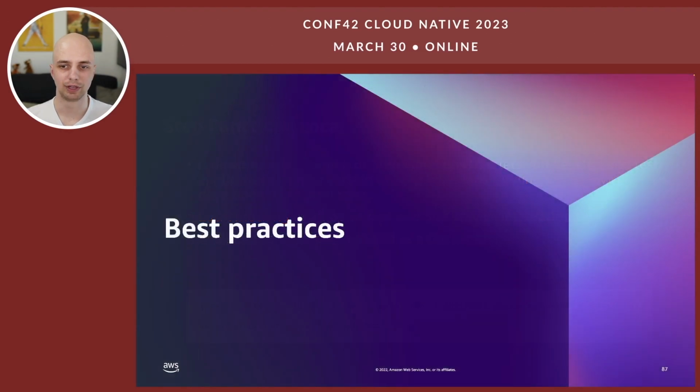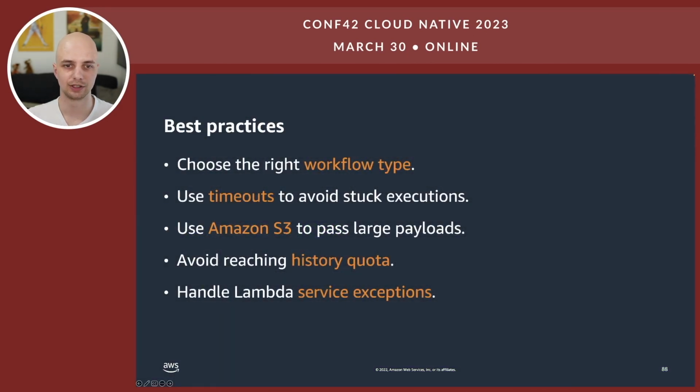Let's talk about a few best practices when using step functions. As I mentioned, working backwards from a use case, choose the right workflow type. Then use timeouts to avoid stuck executions. Finally, when you have larger payloads, store the file in S3 and then just pass the file handler. Also avoid reaching history quota and handle Lambda service exceptions. For example, when your Lambda function gets throttled, try to handle that exception also in your workflow.